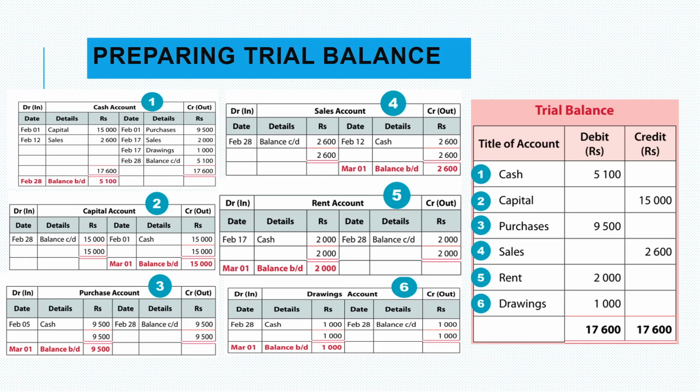Number 3, we have the purchase account which has a debit balance. Therefore, it has been recorded in the trial balance as purchases 9,500 in the debit column. Number 4, we have the sales account, which has a credit balance. Therefore, it has been recorded in the trial balance as sales, 2,600 in the credit column.